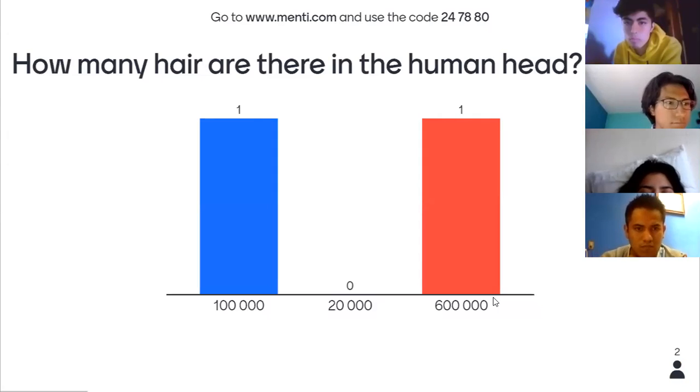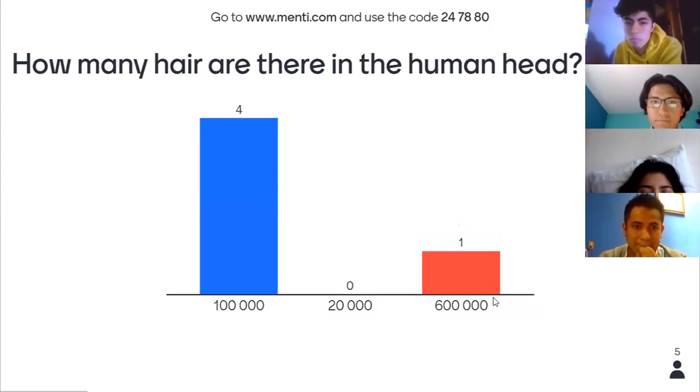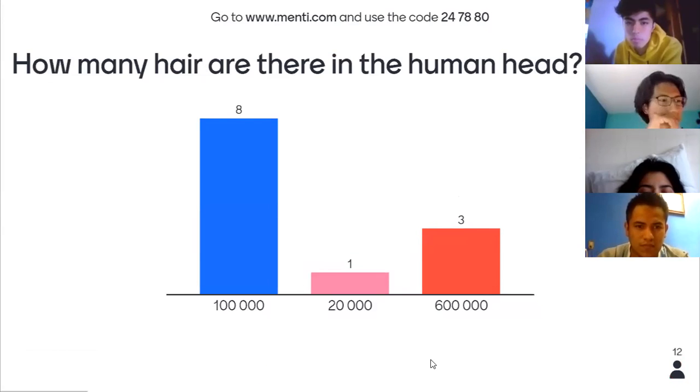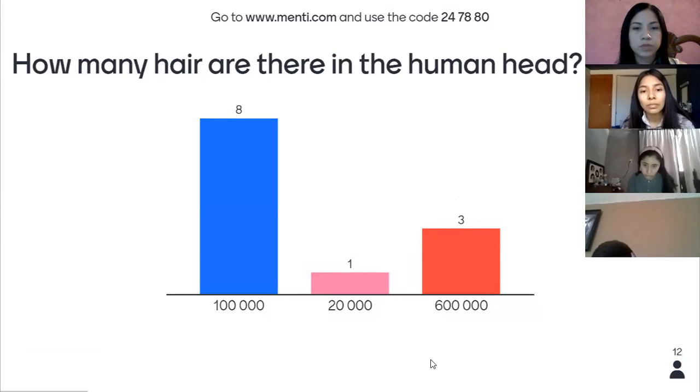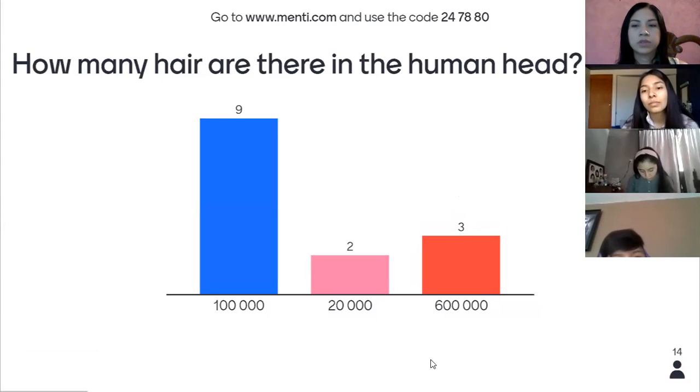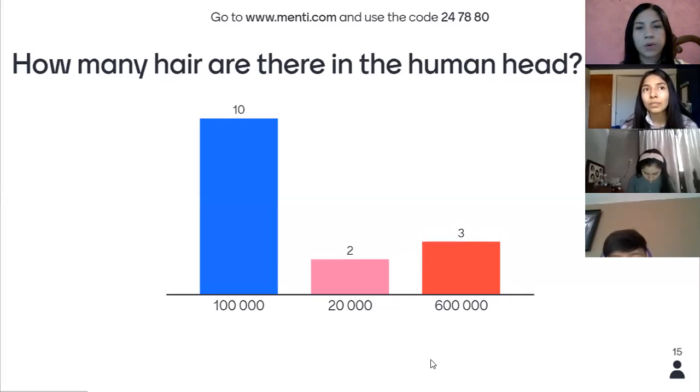How many hairs are there on the human head? We're talking about hair on the human head. How many hairs do you think are there? 100,000, 600,000, or 20,000. Okay. And the correct answer is A, 100,000. Correct? So good. Next.